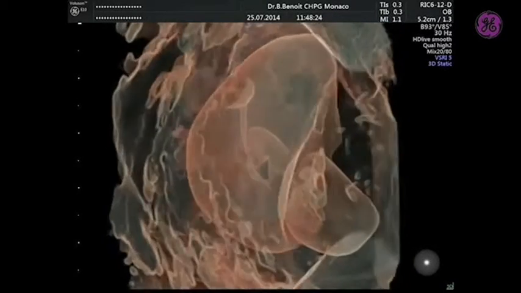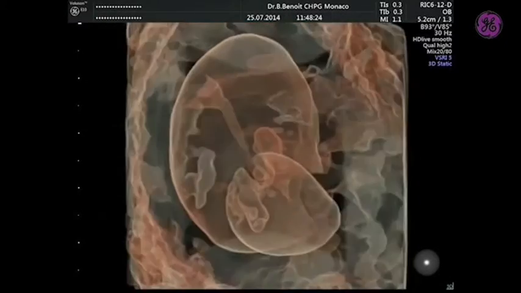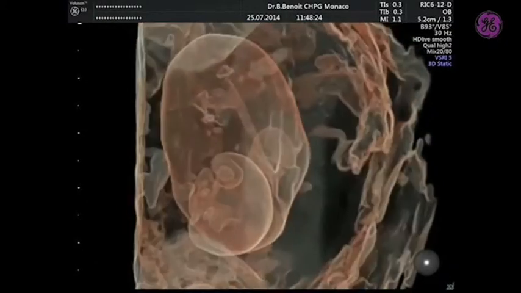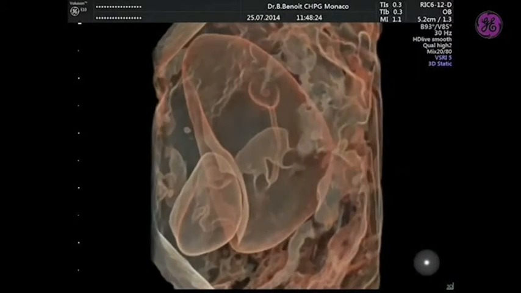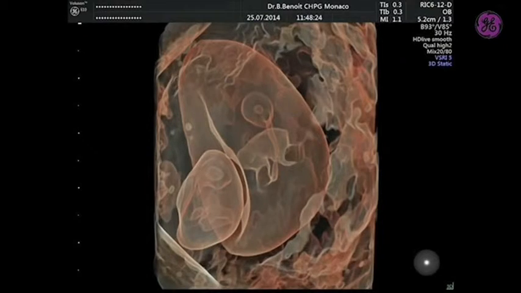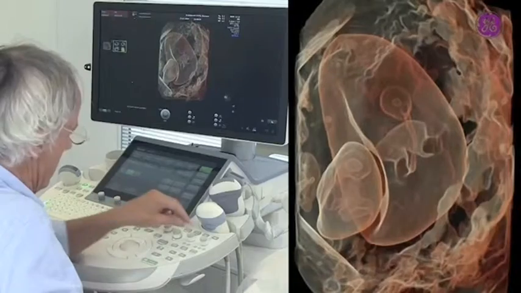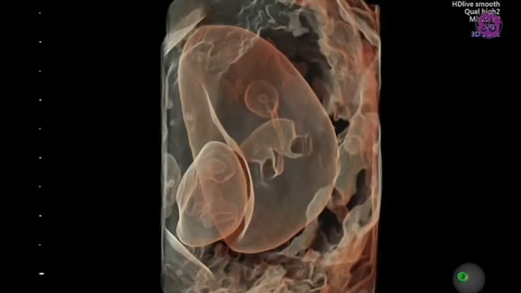So here, it's easy to see exactly the size of the two gestational sacs. It was dichorionic twins with one small gestational sac. You can see the two embryos, the two yolk sacs, and the embryos with the same size. And you can change the position of the lighting.